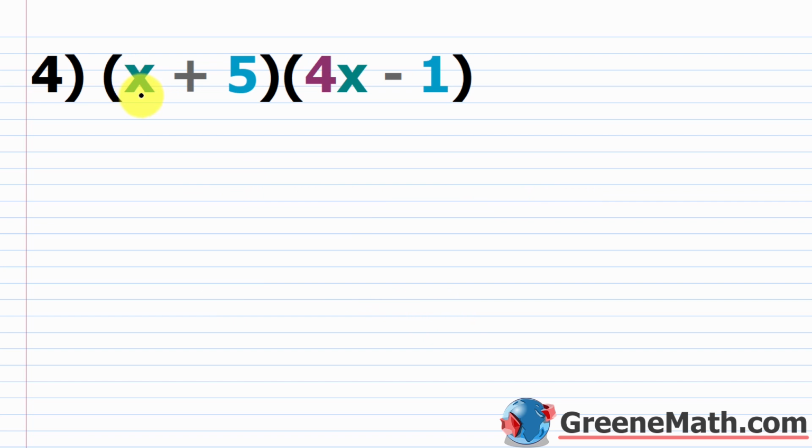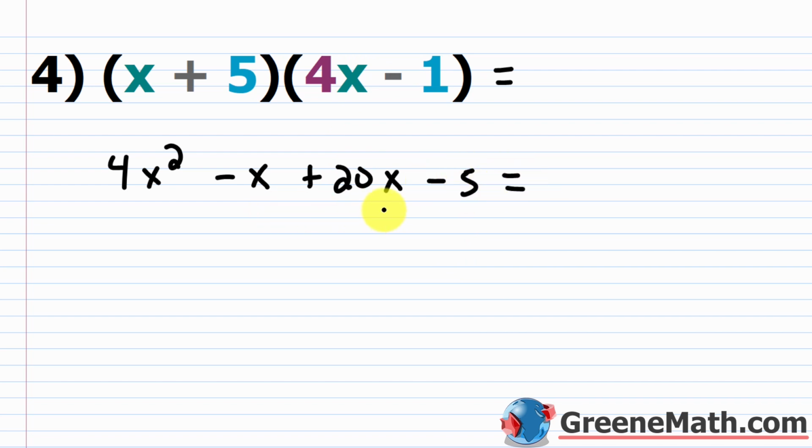So again, we have the product of two binomials. We have this quantity x plus 5 times this quantity 4x minus 1. So we're going to do the first terms. X times 4x would be 4x squared. We're going to do the outer terms, or the outside terms, as some people would say. X times negative 1 would be minus x. The inside terms, we'd have 5 times 4x. 5 times 4 is 20. Let me put plus 20. And the x would come along for the ride. And then the last terms, you have 5 times negative 1. That would be minus 5.